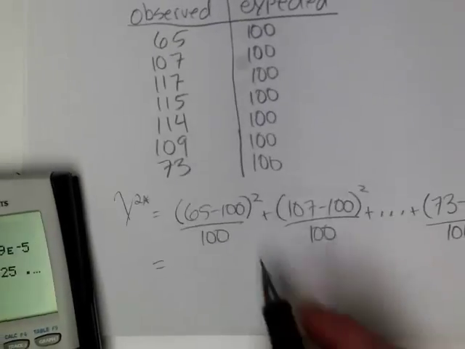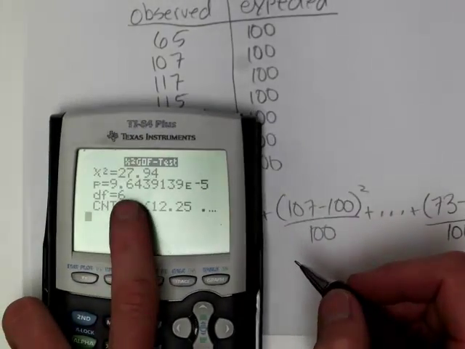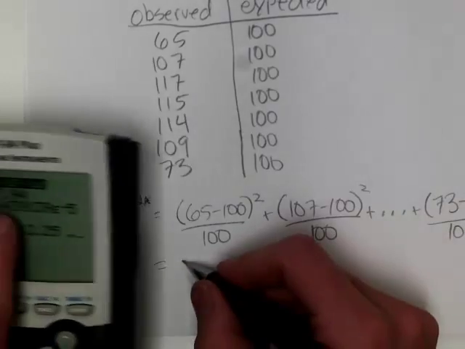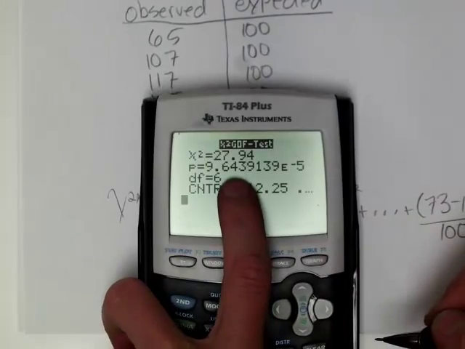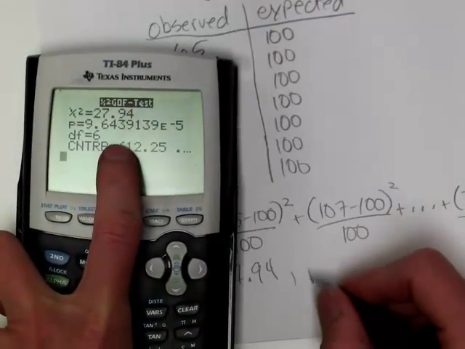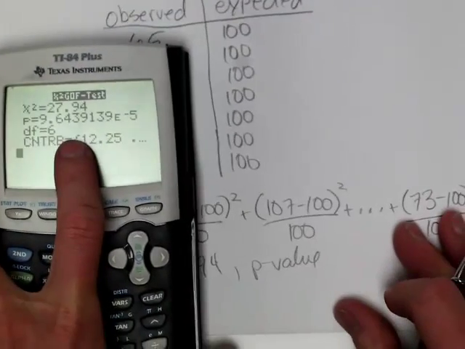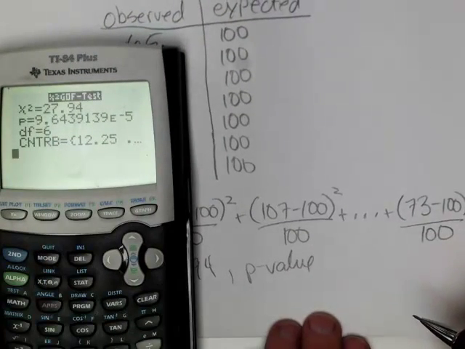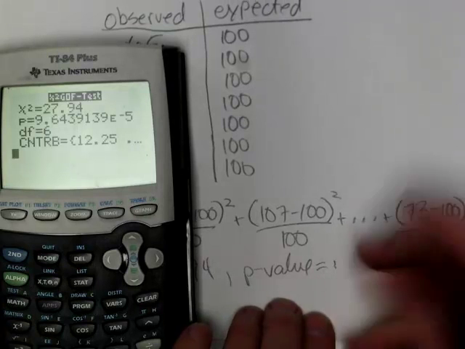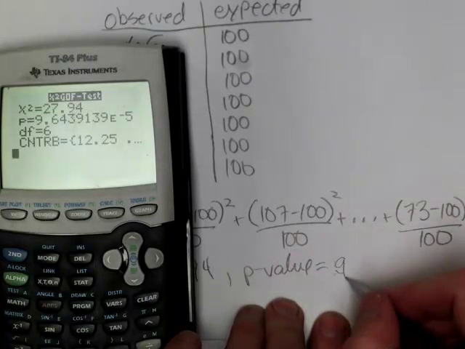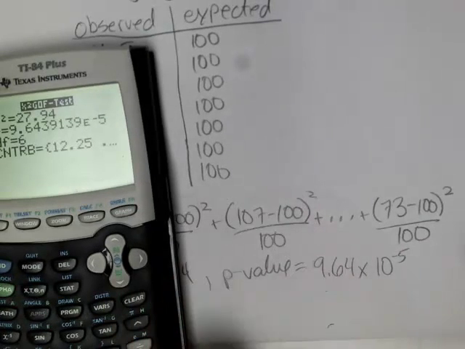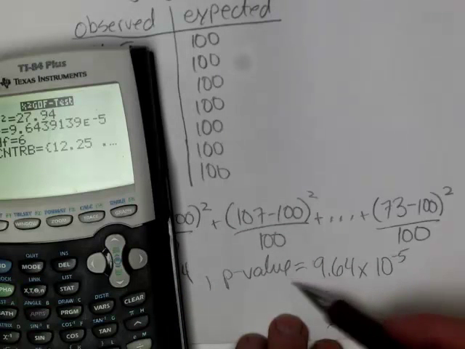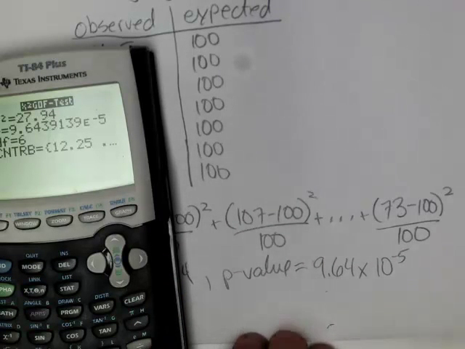Okay, so if I had done this entire summation by hand, I would have gotten 27.94. Okay, and the corresponding p-value is extremely small. The p-value for this test statistic is about 9.64 times 10 to the negative 5th power. If you wanted to, you could have put in 4 leading zeros before the 964.